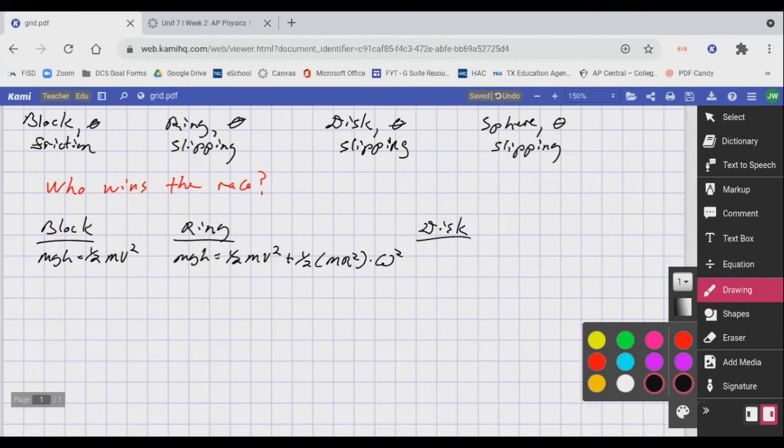A ring isn't 1/2? No, the half is part of the formula. Okay, yeah, that makes sense. That's why in the parentheses, I just put mr squared. You'll see it when we get to the disk. It'll kind of make a little bit more sense.